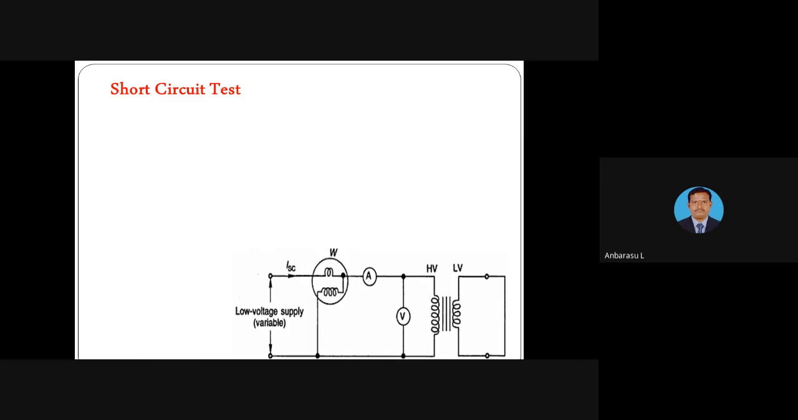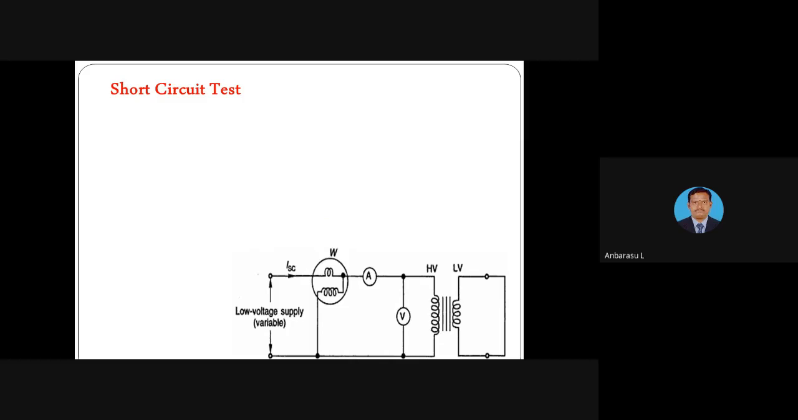The next test is the short circuit test. In the short circuit test, we have to short circuit one of the windings, especially the low voltage winding, because we are circulating the maximum current in the winding. So the only option is to keep the low voltage side short circuited. In this diagram, the low voltage winding is short circuited by means of a thick copper wire or an ammeter.